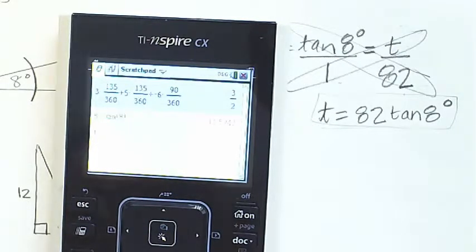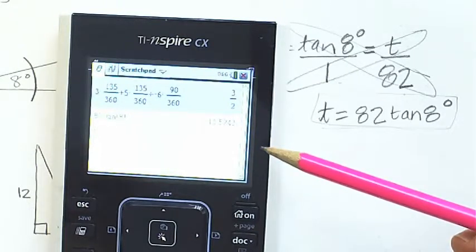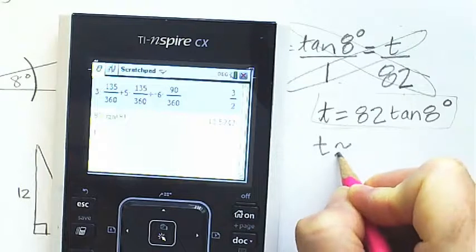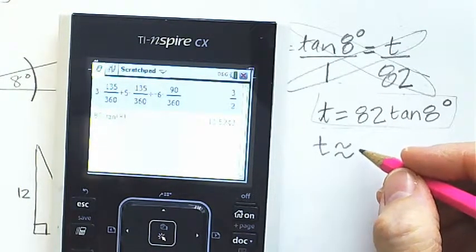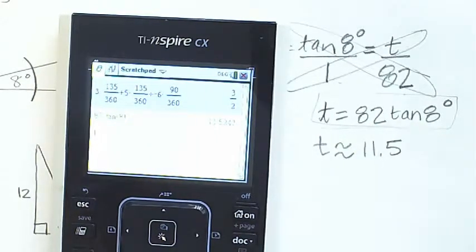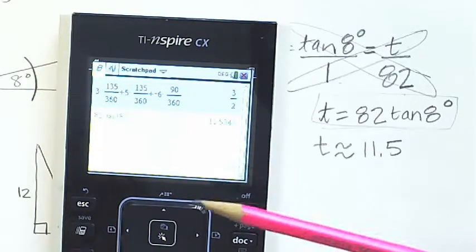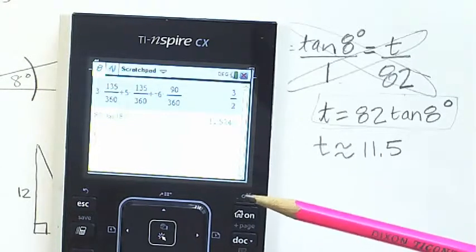Okay, as this dims down, you're going to see the answer. That's going to take a second. So I'm going to put t is about, and I'm just going to round this off to 11.5. So tangent button gives you the slope.